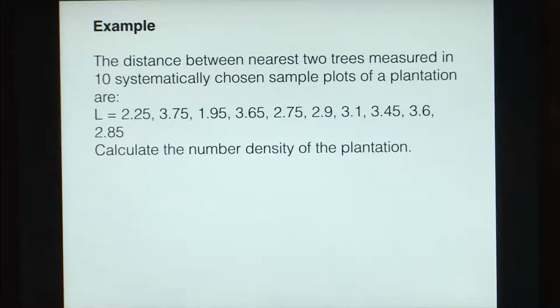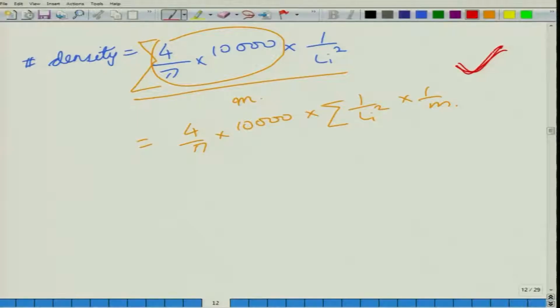The distance between nearest two trees measured in 10 systematically chosen sample plots of a plantation are these. These are the values of Li, and we are required to calculate the number density of the plantation. So, we have taken 10 readings of the nearest two trees, the values are given, and we need to calculate the number density. So, which equation are we going to use? We are going to use this equation. This is the equation that we will be using.